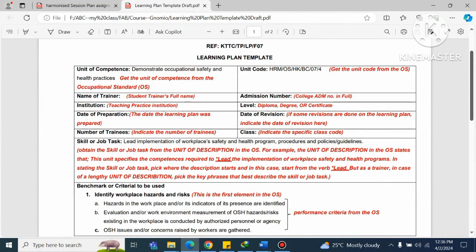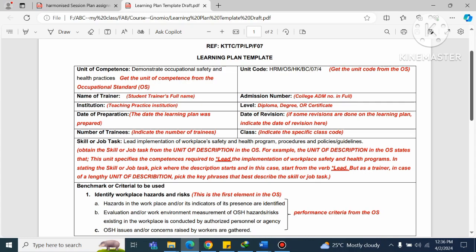We'll be looking at the learning plans, how to come up with a learning plan. Remember, the learning plan is very important because it is the one that the session plan will depend on. You get much of the information from the learning plan. So welcome, we'll look at the structure of a learning plan.